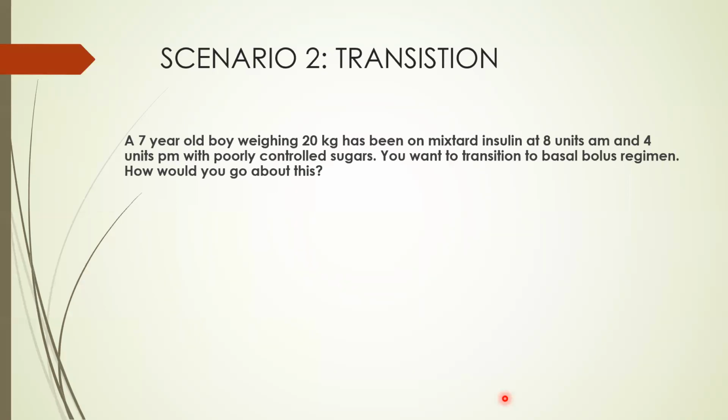Type in the chat. 7 years, this is prepubertal, weighs 20 kilos, has been on mixed insulin, 8 units AM, 4 units PM. The sugars are poorly controlled. So how would you proceed? It looks like guys are thinking because I'm not seeing any further response in the chat. So let me just take us through a guided approach.